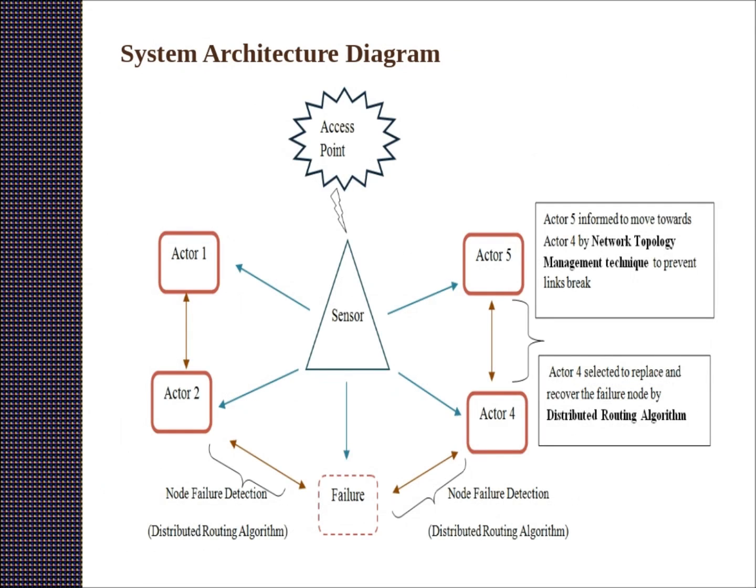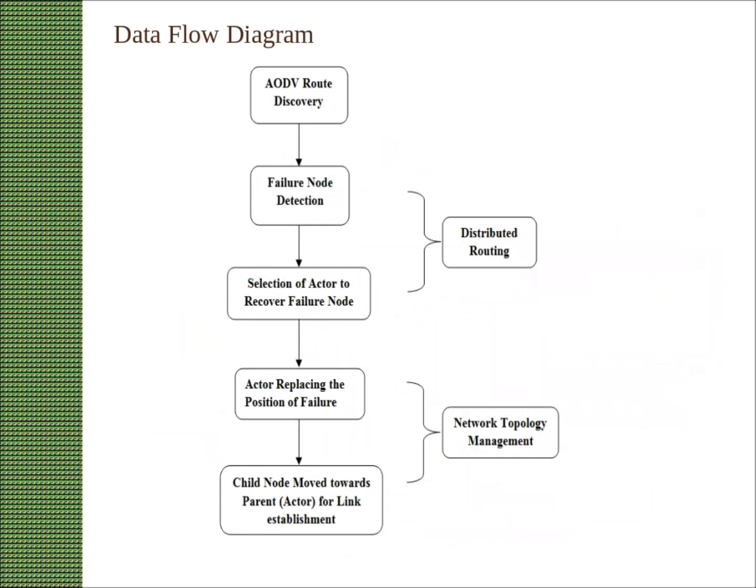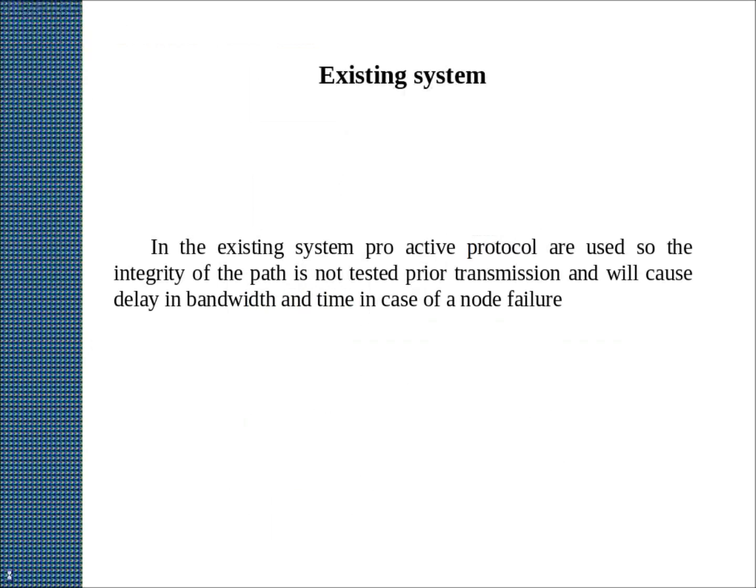System architecture diagram. This is similar to the wireless sensor actor network diagram which I showed before. There will be a sensor which is used to sense the environment and a bunch of actors which are used to perform some action. The data flow diagram shows the modules: AODV, which is used for finding the route; failure node detection, that is DSR, the distributed routing algorithm; and network topology management, for replacing the actors in such a way that the entire network is not disrupted.